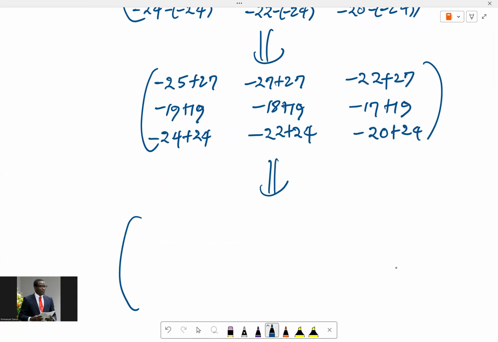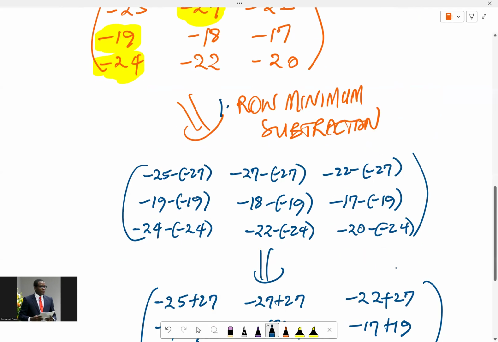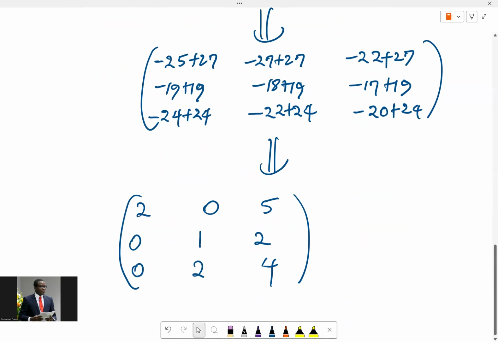Minus 25 plus 27 is 2. Minus 27 plus 27 is 0. Minus 22 plus 27 is 5. Then minus 19 plus 19 is 0. Minus 18 plus 19 is 1. Minus 17 plus 19 is 2. Minus 24 plus 24 is 0. Minus 22 plus 24 is 2. Minus 20 plus 24 is actually 4. So we have the rows 2, 0, 5; 0, 1, 2; 0, 2, 4 for the first step. The first step is the row minimum subtraction.